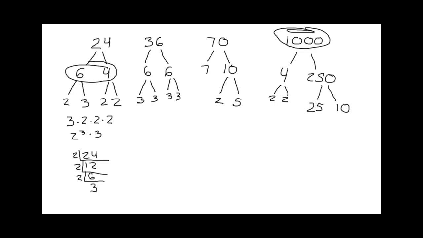25. Can't really do much with that. 2 won't go into it. 3 won't go into it. 5 will go into it. So we're stuck there. It's going to be 5 and 5. 10, once again, you can't really do much with it. You've got 2 prime factors that make up 10: 2 and 5.